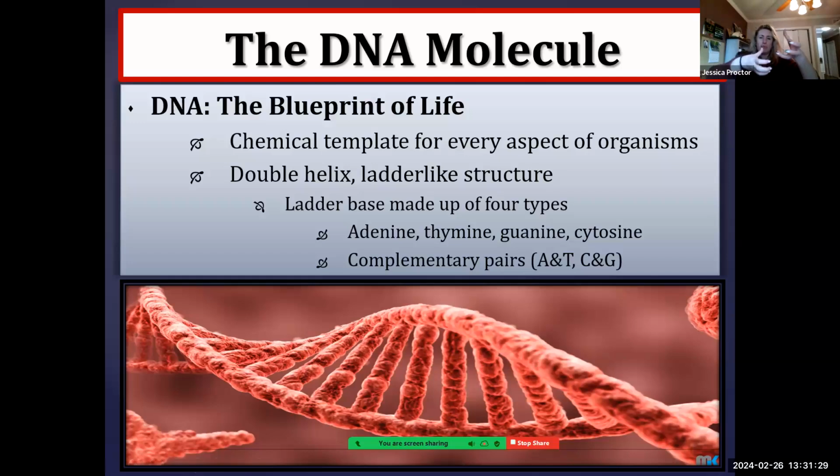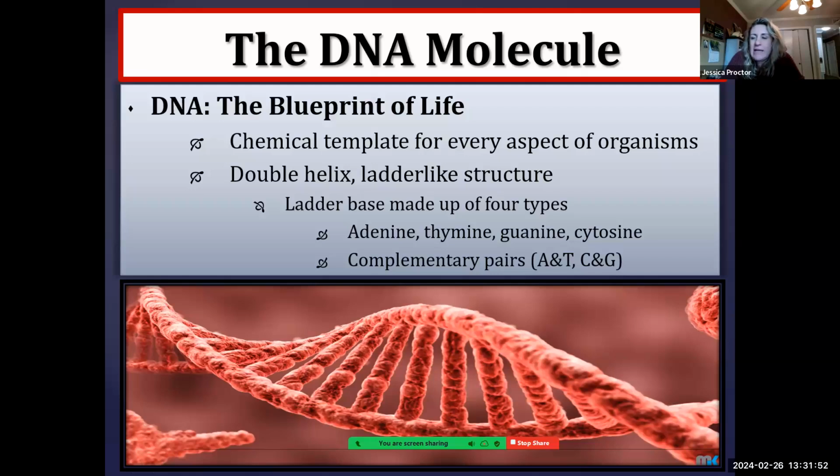It looks like a ladder that's been twisted, right? It's a twisted up ladder. So the sides of the ladder, those are made up of alternating sugar and phosphate molecules. And then the rungs of the ladder, essentially where you'd be stepping if you were climbing up this ladder, the rungs are made up of alternating nitrogen base pairs. We call them complementary nitrogen base pairs.